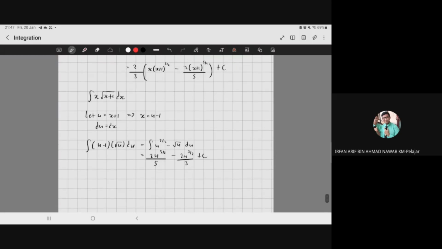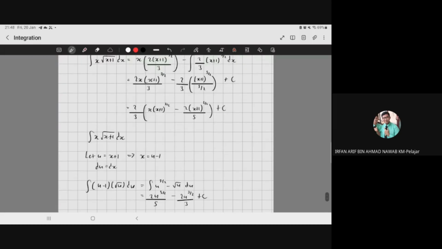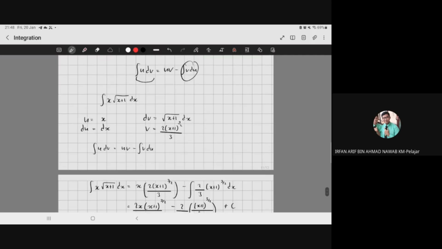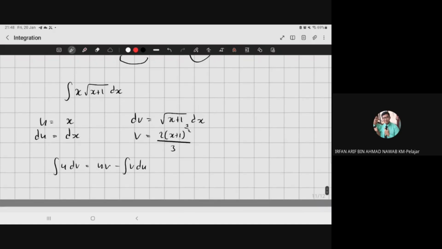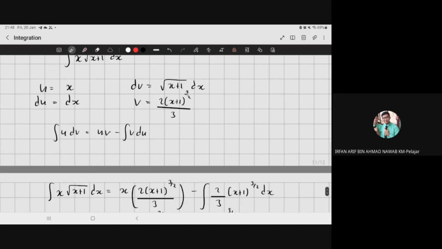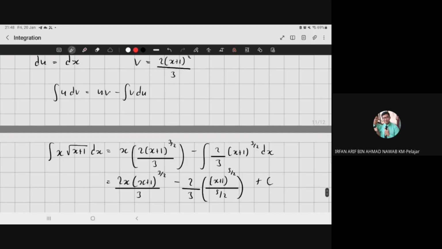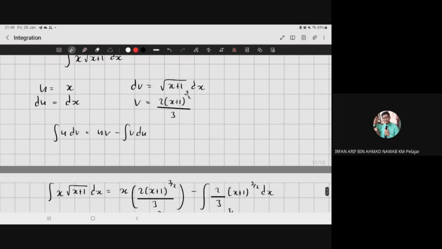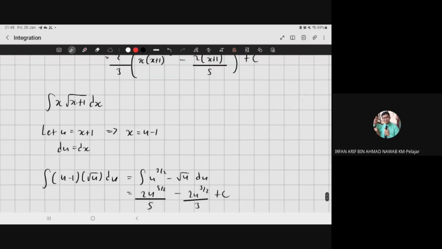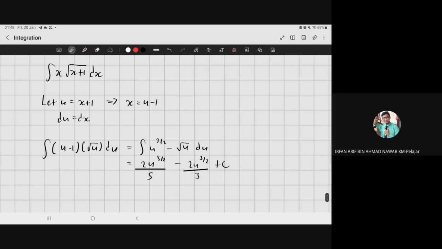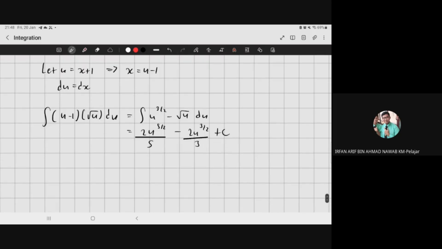Yeah, I did okay. Or did I make a mistake? Hold up, man. Give me a second. dv is equal to square root of x plus 1. I integrate it: 1 over 2 plus 1. Okay, and then I integrate it again. When I use x, my v is that. So yeah, that makes sense. I think it's correct.